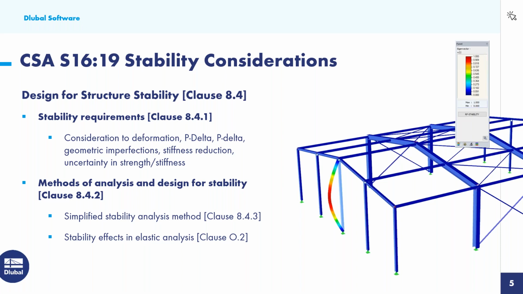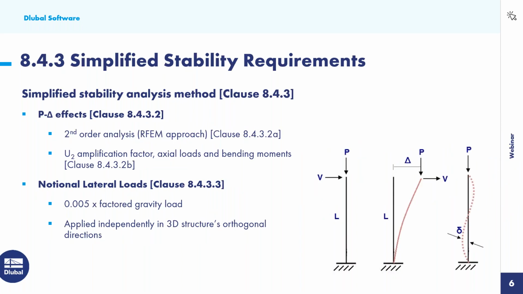But before we do, I do want to cover the simplified stability requirements. And again, most of us should be familiar with this according to clause 8.4.3. And this is the initial method. This only has a couple different requirements listed here. And the first is to consider big P delta effects according to 8.4.3.2.